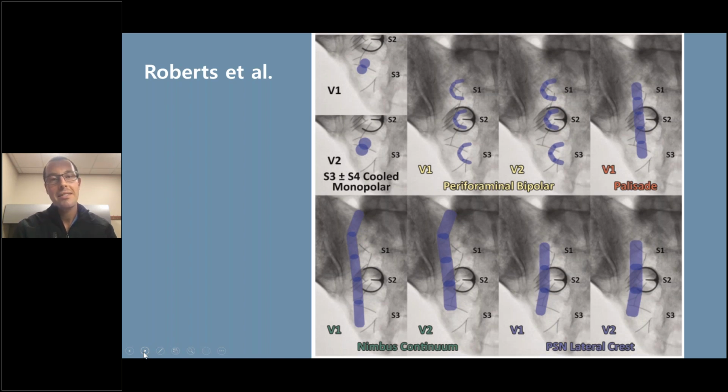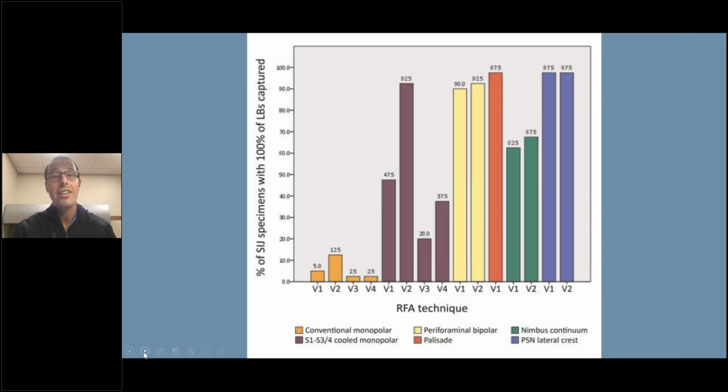And then if we advance to the next slide, what we'll see is the quantification of what's going on. So this histogram shows the percent of sacroiliac joint specimens in which there was 100% lateral branch nerve capture, according to the modeling by Drs. Roberts and Stout. And what you see there in the conventional monopolar techniques is a very low rate of capture. One of the cooled monopolar techniques, V2, had a 92% rate of capture. But then if we look at the red bar and the purple on the far right, those are two strip lesioning techniques, and they had the very highest rate of capture, bipolar strip lesioning techniques.